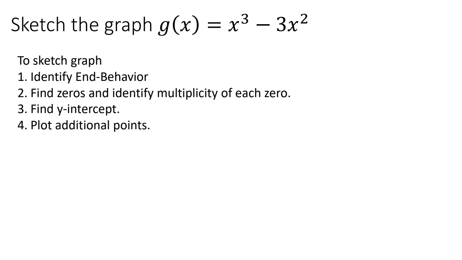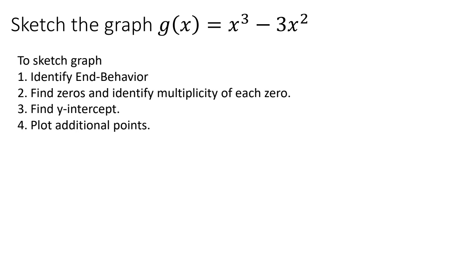I'm going to find the end behavior, find the zeros, which is what I was going to do already. Find any intercepts, the y-intercepts, since the zeros are the x-intercepts, I don't specify it. And then I'm going to plot additional points, which is what I was talking about earlier. Okay, so let's go ahead and do this.